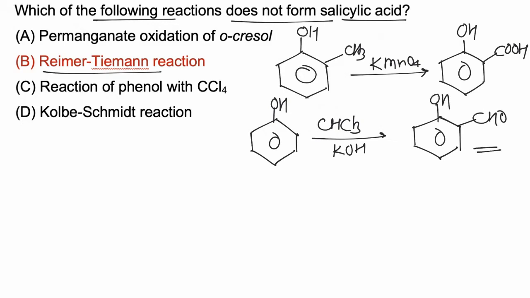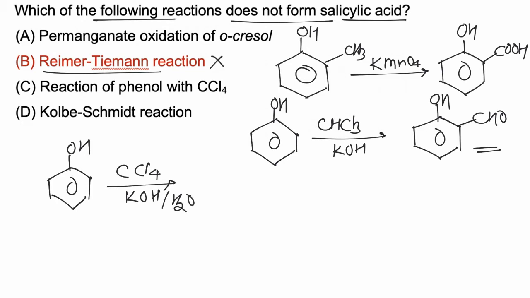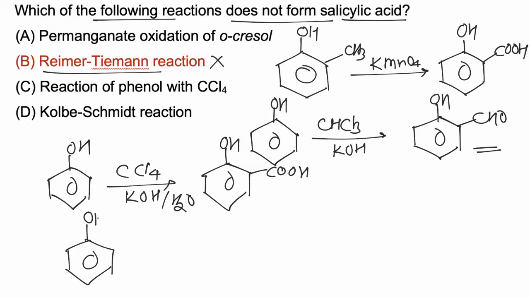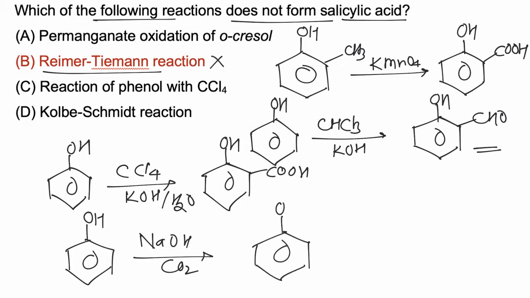So in this case salicylic acid is not formed, while in other cases when phenol is treated with carbon tetrachloride along with reaction with aqueous KOH, final product is again salicylic acid. In Kolbe-Schmitt reaction, phenol is treated first with NaOH followed by carbon dioxide, so salicylic acid is formed as a final product. So correct answer is B.